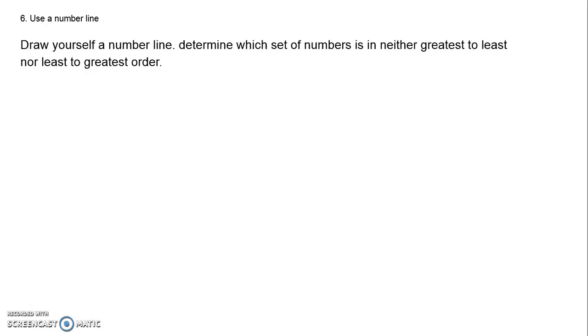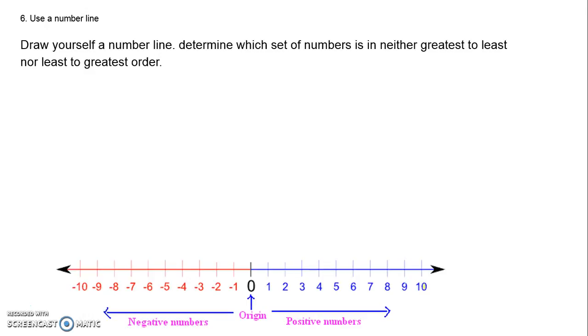Number 6, the hint is draw yourself a number line, determine which set of numbers is in neither greatest to least nor least to greatest order. So let's just make sure, first of all, we're comfortable with our number line. This is a number line from -10 to 10.